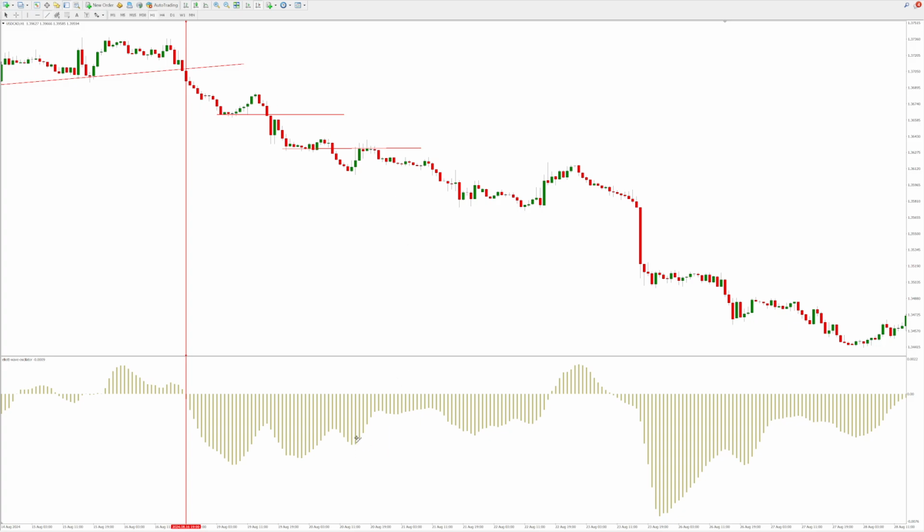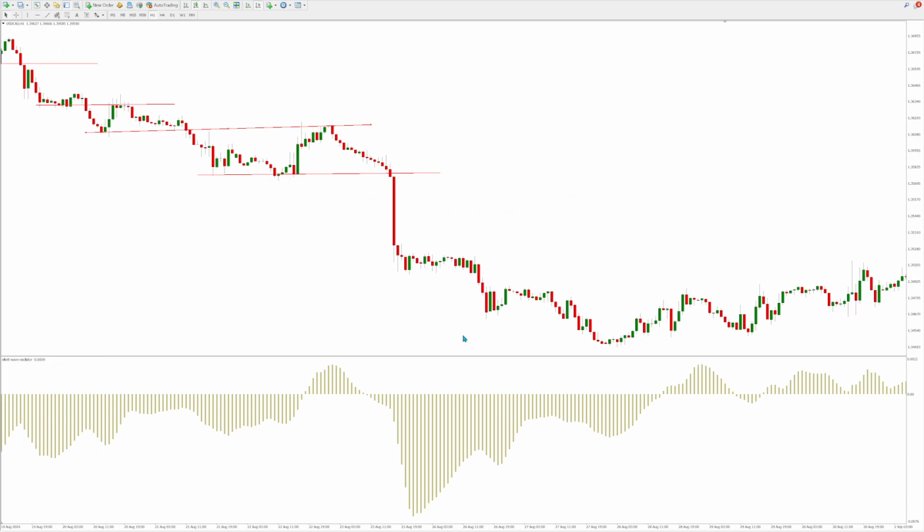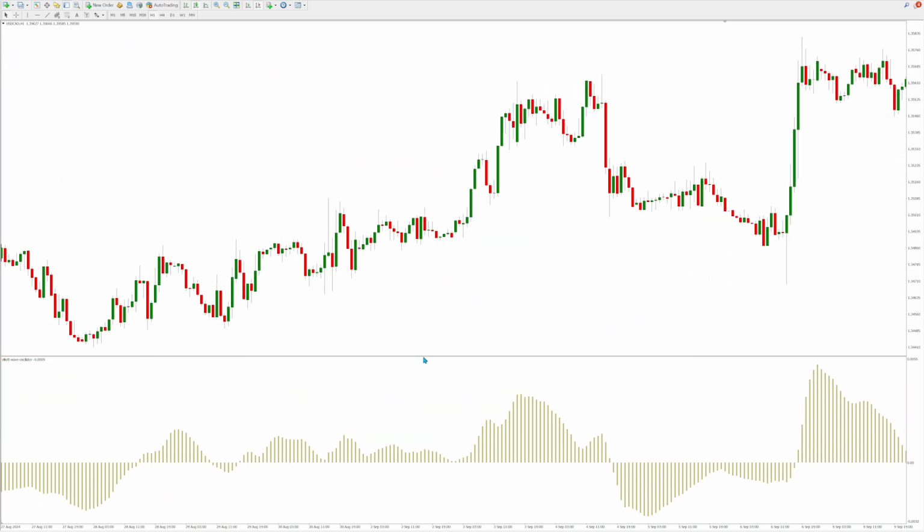Okay, same here, big pullback. Mark your support. Support becomes resistance. And then we got a crossover entry. The classic crossover entry coincides nicely with the support level. Okay. Ample opportunities. Just need to time your entry.